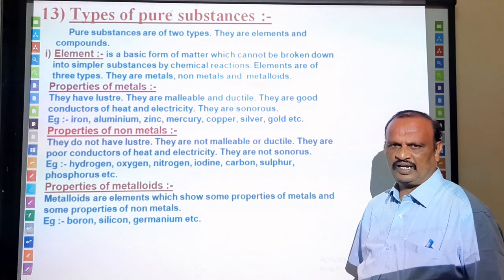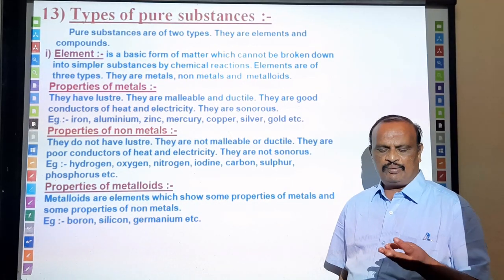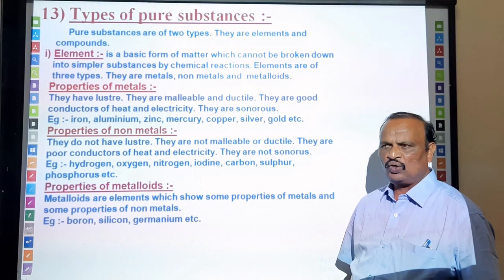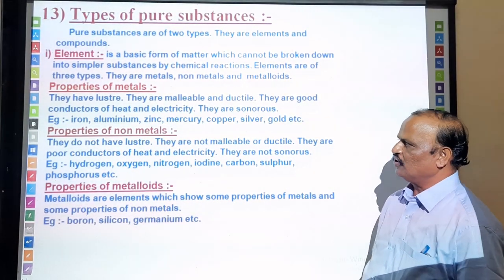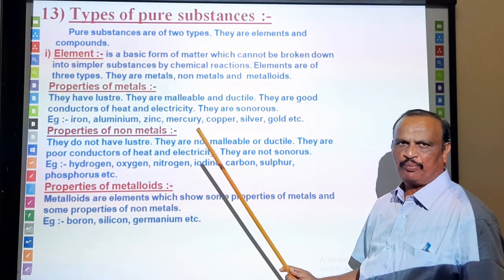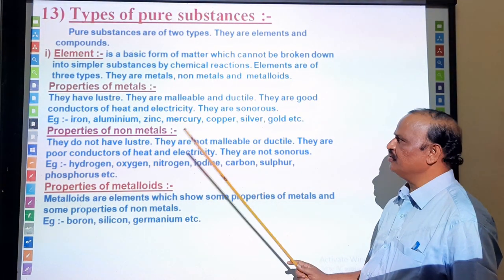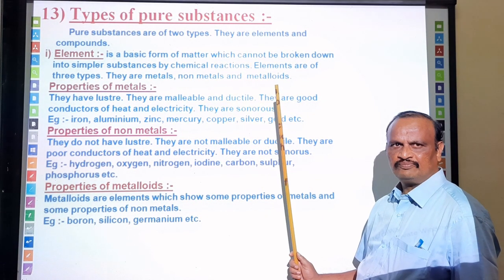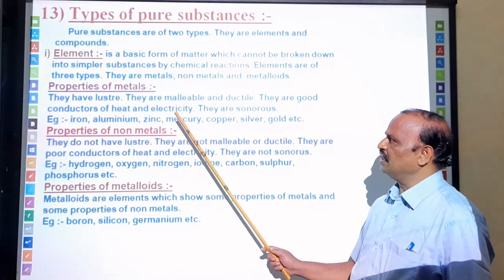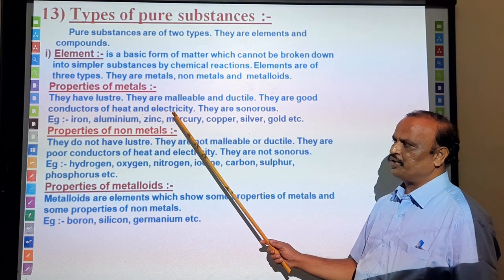So we have metals and non-metals. Metals, as you have studied in junior classes, are malleable in nature, meaning they can be hammered into thin sheets. Metals have luster, meaning a shining property. They are ductile, so they can be drawn into thin, long wires. They are very good conductors of heat and electricity. They are sonorous in nature. So these are all the properties of metals.